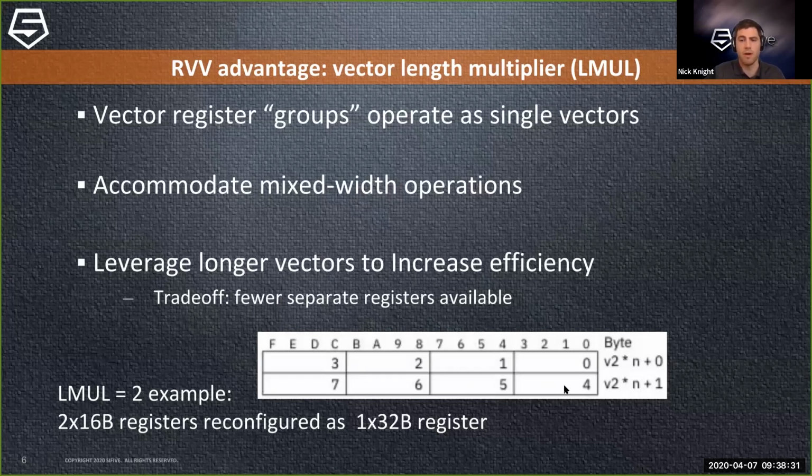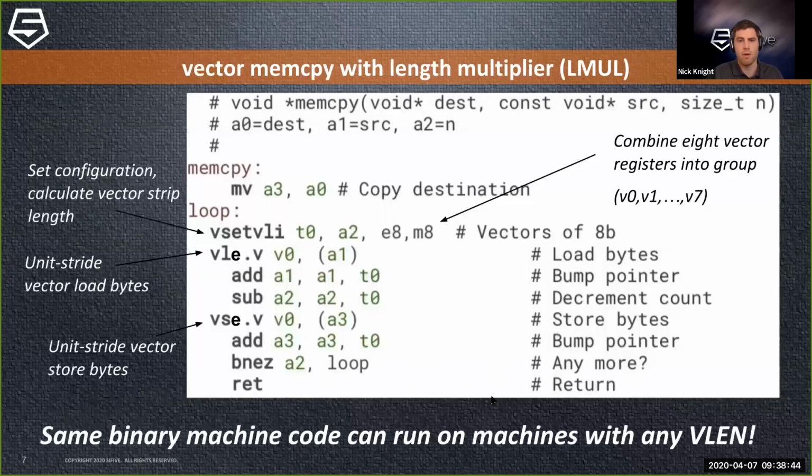So in this example here at the bottom, this is doubling. There are two 16-byte registers with a 4-byte data type stored in them, and they're being reconfigured as a single 32-byte register. Now, how does this work on our memcopy code? It only changes these 3 characters here, the comma M8. Everything else stays the same. All you have to do to take advantage of this length multiplier is change the vset instruction at the top here. That doesn't change anything else in the code.